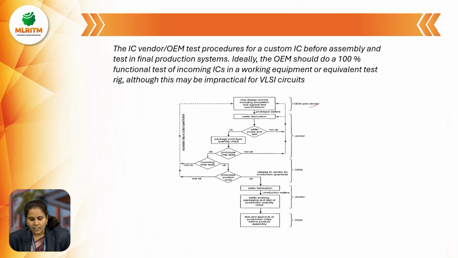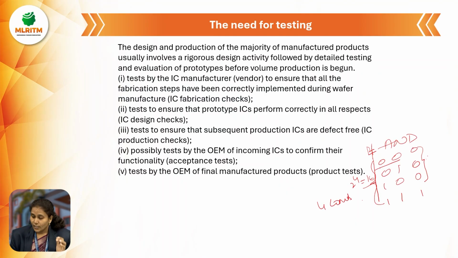According to the chip design, OEM and vendor, wafer fabrication will be done. If there is any fault and it is not okay, it goes back to the previous section. Otherwise we go for package and prototype function checking, and if that is okay, we go for the incoming chip, or else we go back to the previous one. So this is what we do in testing, the problems that arise in testing, and a small example of how we are going to test the circuit.